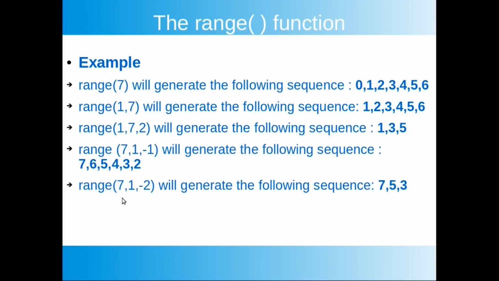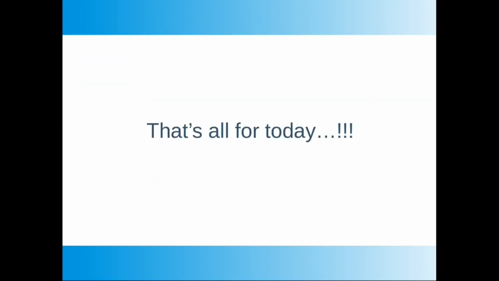Let's take another example where we will generate the sequence in reverse order. range(7, 1, -2) will generate the following sequence: 7, 5 and 3. I hope that you must have understood how the sequence and selection constructs work and how the range function works.